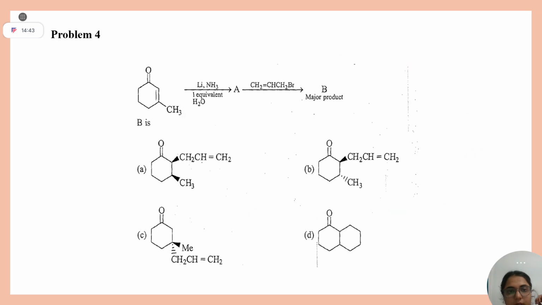Okay. If this is clear, problem number four for you is this compound. In the first step, it is treated with Birch reduction conditions with one equivalent of H2O, followed by treatment with this allylic bromide, which gives major product B. Could you please tell me the structure of the major product? Take 0.5 minutes, then I will solve.